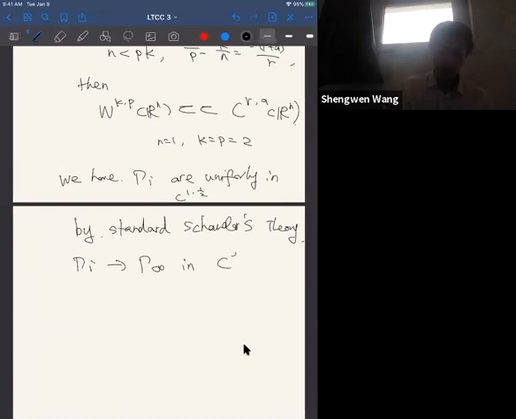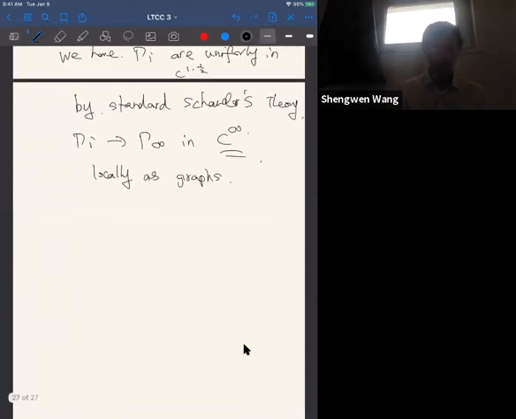In C infinity. So once you have C^{1,α}, you will get C infinity, locally as graphs. And in this case, let's go back to the analysis of the singularity of curve shortening flow.